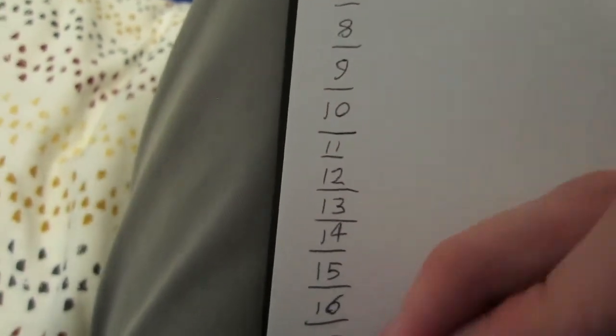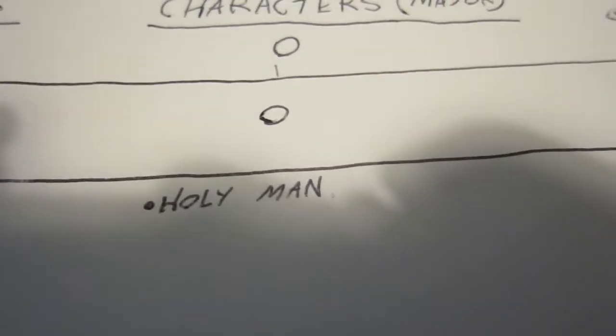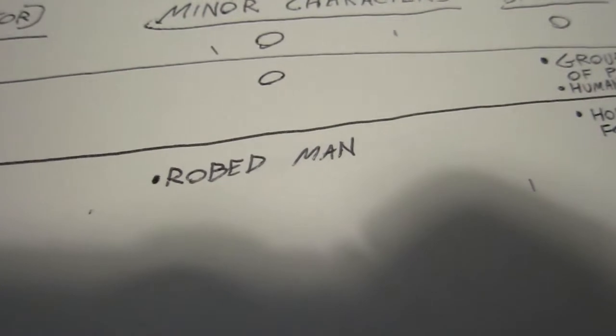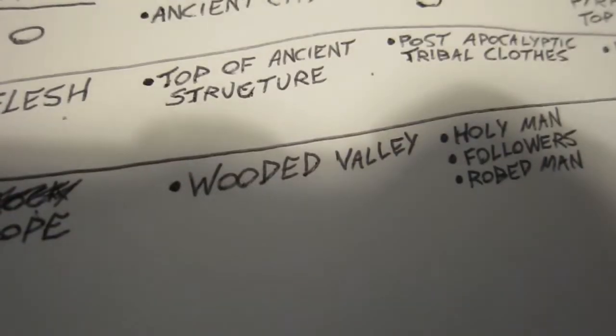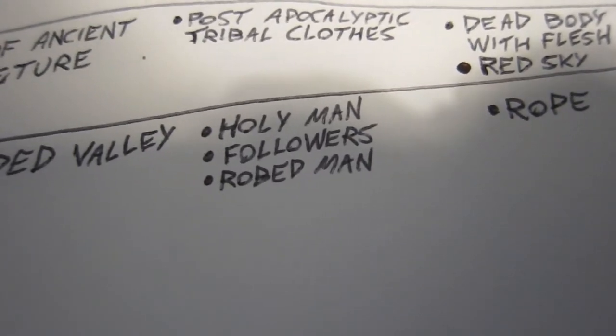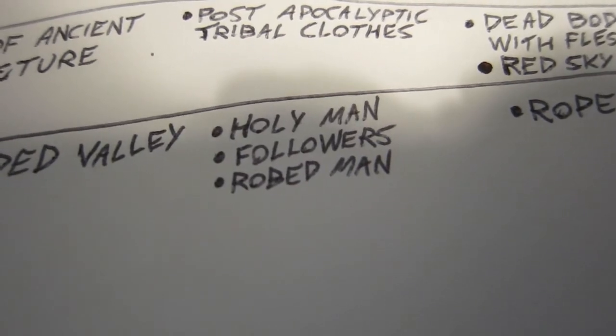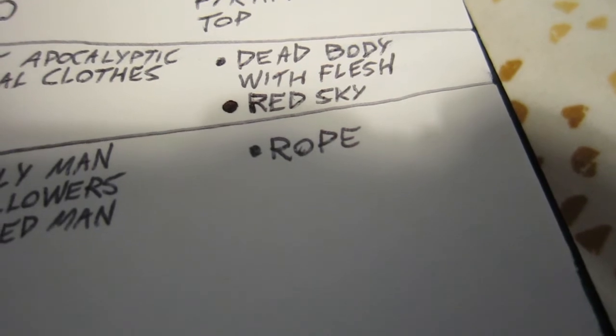And the other axis is going to be scenes. There we go. Okay, here we've got scene 3. For characters, we've got the holy man, the first major character there. For minor characters, we've got the rogue man. For extras, we've got the holy man's followers. For props, we've got rope. For location, a wooded valley. And for the costumes, I've just written down all of the characters that I think would need distinctive costumes: the holy man, followers, the robed man. And for effects, I've got rope, just to remind me that I'm going to need someone who knows how to tie rope in a safe way.